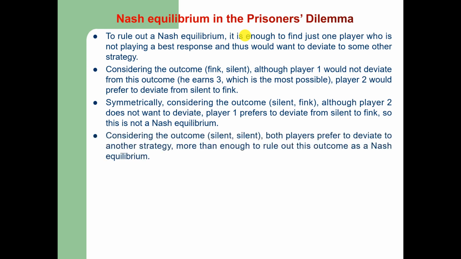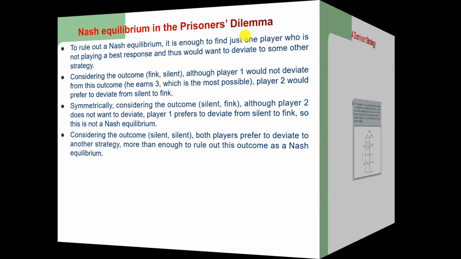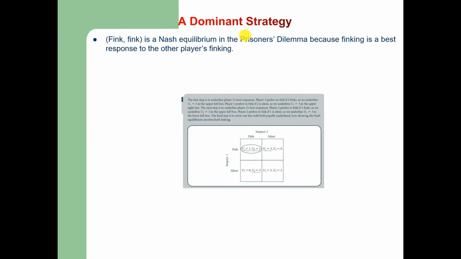Considering the outcome both silent, or not confessing, both players prefer to deviate to another strategy, which is more than enough to rule out this outcome as a Nash equilibrium. So the outcome silent, silent is also not a Nash equilibrium.